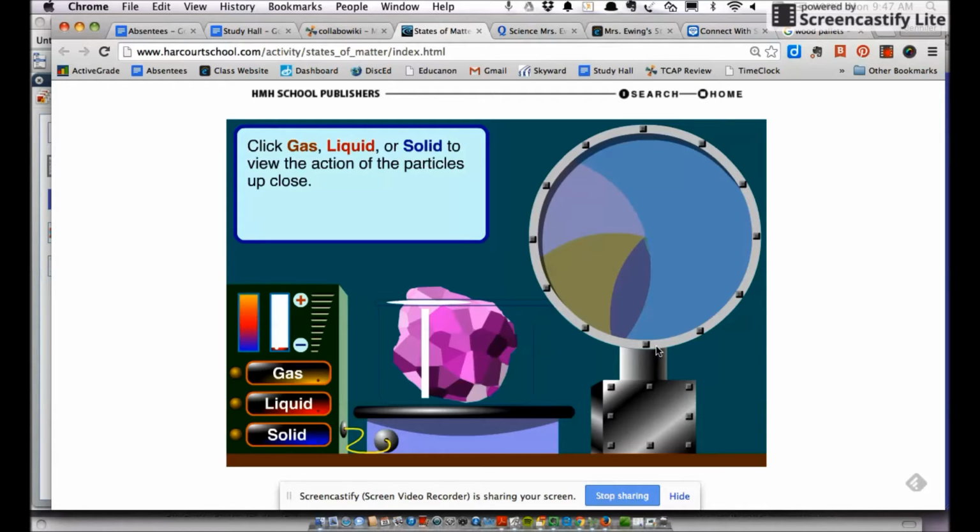and then it's going to show us how the particles in a solid look. Now, I don't know what this particular solid is supposed to be. It looks like an amethyst to me. And you can see in this big round circle, they're pretending like this is some sort of microscope that lets you see how the particles are behaving. What I want you to do is look at the particles in the solid and tell me what you notice about them. There are 2 or 3 things you'll notice right away. So I'm going to click on solid.